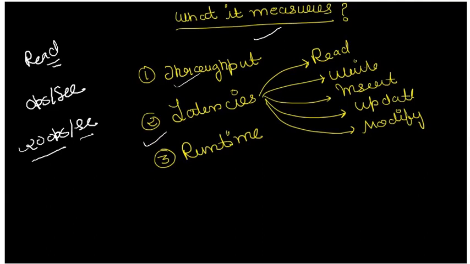Then we have latencies. Latencies are how much time it takes to read a single record. There are different kinds of latency like read, write, insert, update, modify. Suppose I am talking about the read latency. If read latency is 1 millisecond, it means that to read a single record it takes 1 millisecond by the YCSB. If the update latency is 2 milliseconds, it means that it takes 2 milliseconds to update a single record. So that's how these latencies work.